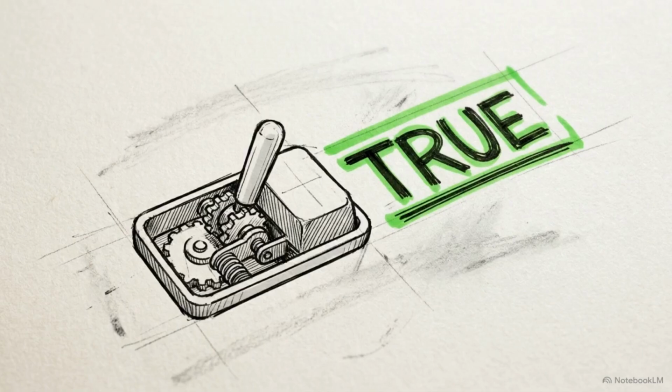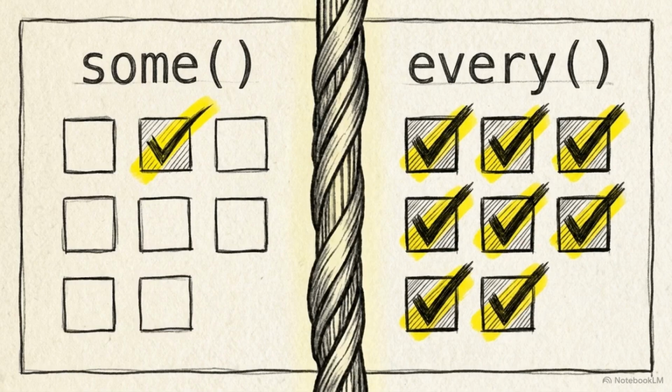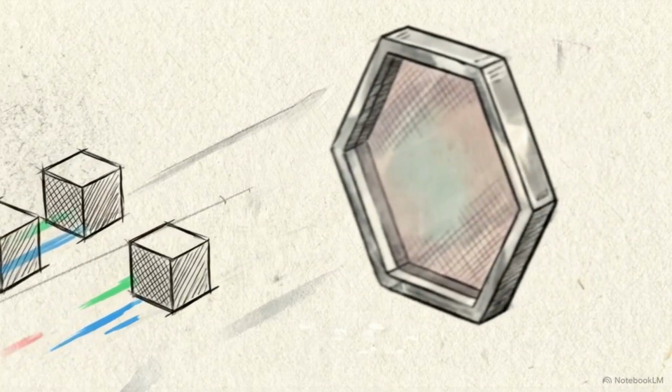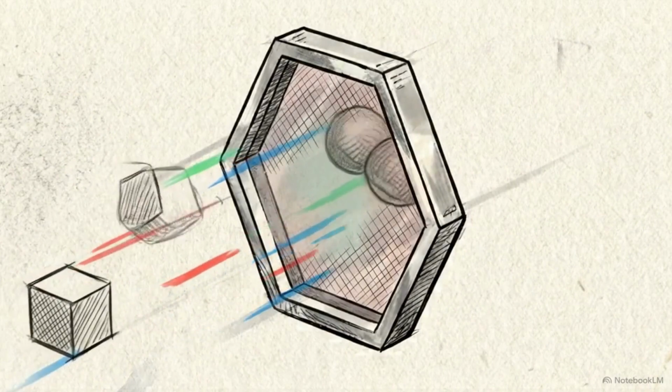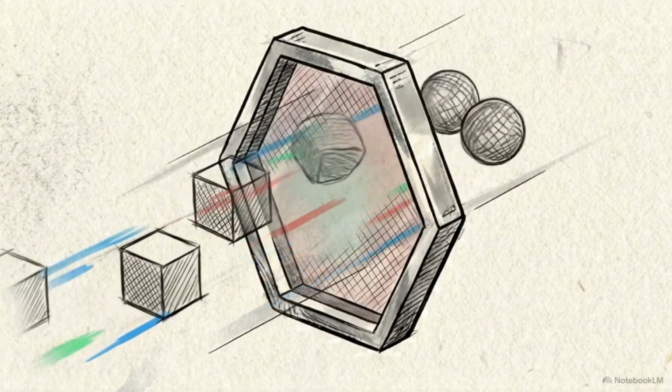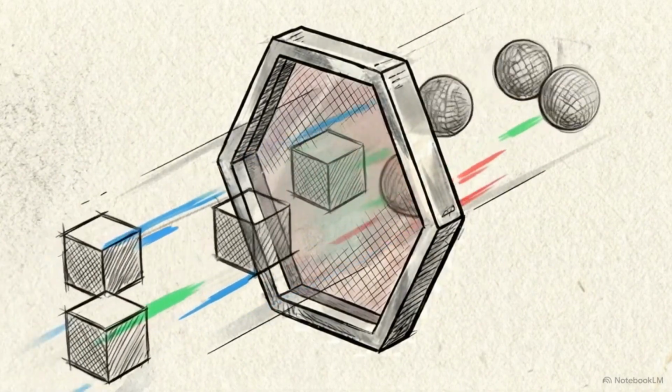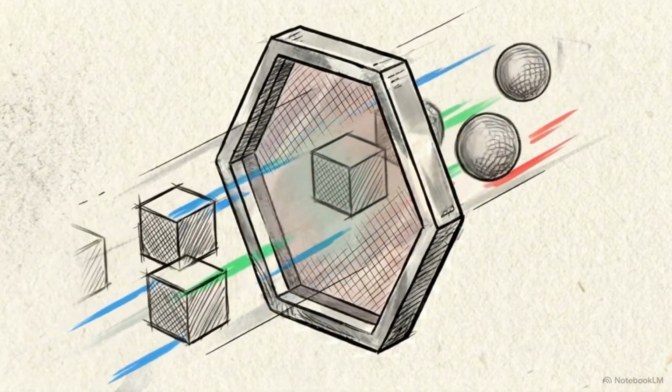If you only need a Boolean evaluation, JavaScript provides some, which returns true if even a single item meets the condition, and every, which returns true only if the entire array passes. These declarative array methods eliminate the need for external state mutation. They create highly predictable, immutable data pipelines, where inputs reliably produce exact outputs.